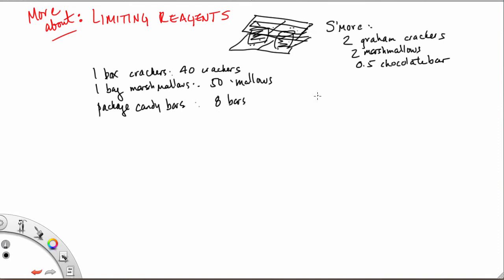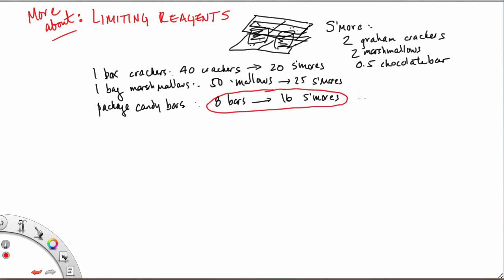We can make only a certain amount of s'mores, and we're going to be limited by the ingredient that we have the least of. So 1 box of crackers, if we need 2 graham crackers, this would make 20 s'mores. And 50 marshmallows would make 25 s'mores. But 8 candy bars would only make 16 s'mores. So we're limited by the number of candy bars we have. Okay? We're limited by this. So we can only make 16 s'mores if we're following this recipe up here. So this is our limiting reagent.